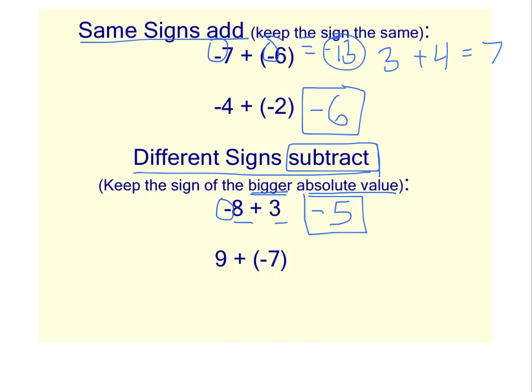On the second one, it says 9 plus negative 7. Since I have a positive and a negative, they're different signs. Different signs subtract. I'm going to subtract the numbers. Keep the sign of the higher number, or the bigger number, which would be the 9, and that's positive. Then you'll have a positive.